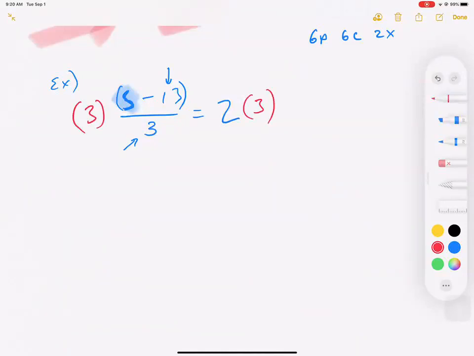If you guys have been working with IXL, you guys have practiced this a lot already. And if you guys haven't been working with IXL, you might be lacking the skill and you're going to be in trouble for our next test. Math is all about practice, guys. Okay, we divide 3 by 3. Those cancel out, leaving me S minus 13 is equal to 3 times 2 is 6.